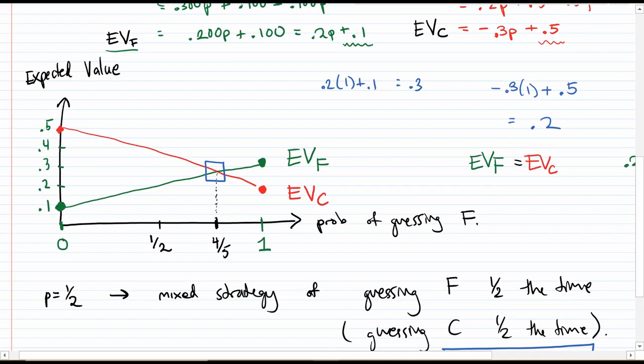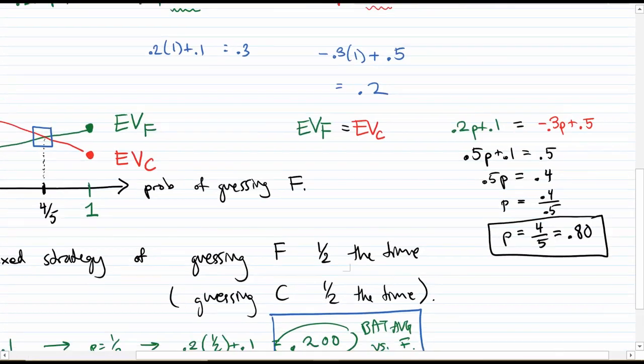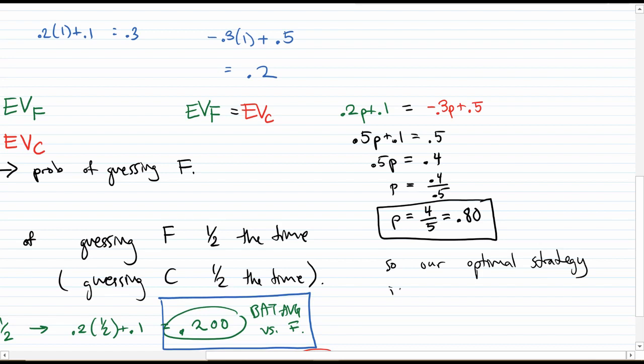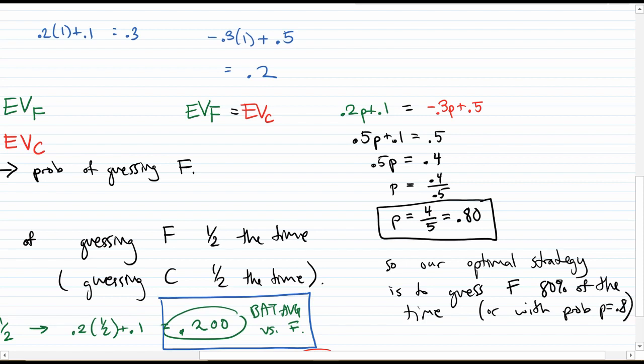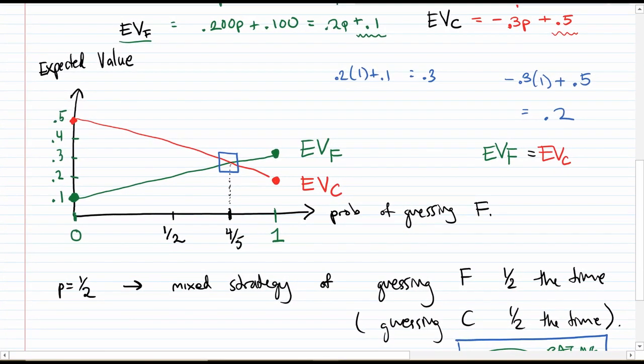That's the intersection point. So our optimal strategy then is to guess fastball 80% of the time, or with probability p equals 0.8. They mean the same thing. Again, because what's going to happen if we do that, then it doesn't matter if a fastball or a curveball comes, we're going to have the same exact batting average. The pitcher can't choose to throw the pitch that we're going to hit less because we're hitting both of these pitches with the same average.